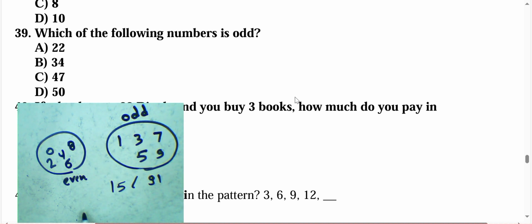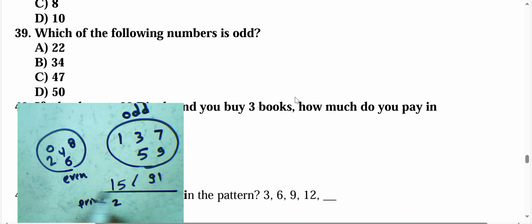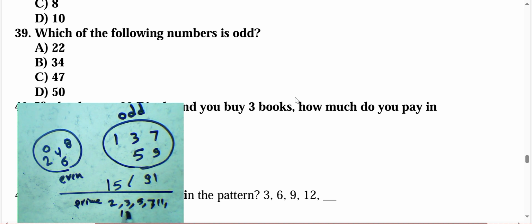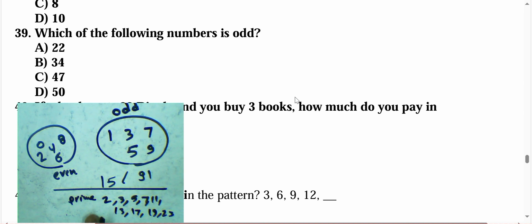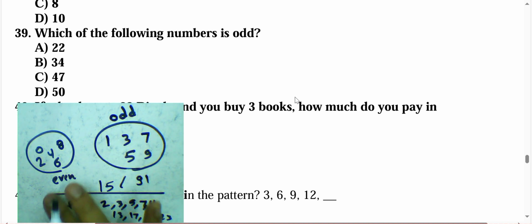And we know the prime numbers. Remember prime numbers? Prime numbers like 2, 3, 5, 7, 11, 13, 17, 19, 23, and so on. Any prime number has 2 factors, it can be divided by itself and one only. And all prime numbers are odd except 2. The digit 2 is the only even prime number here. Okay? So that is a review of odd, even and prime.